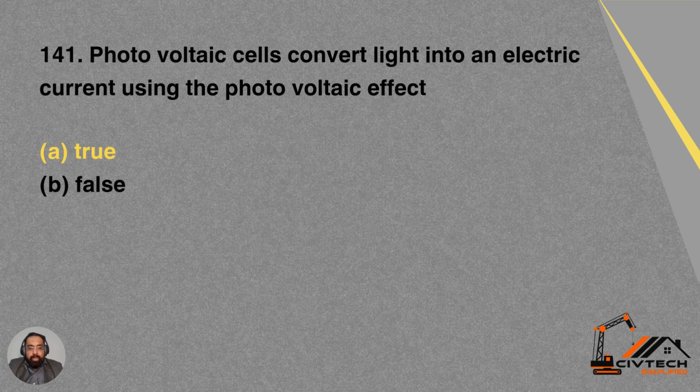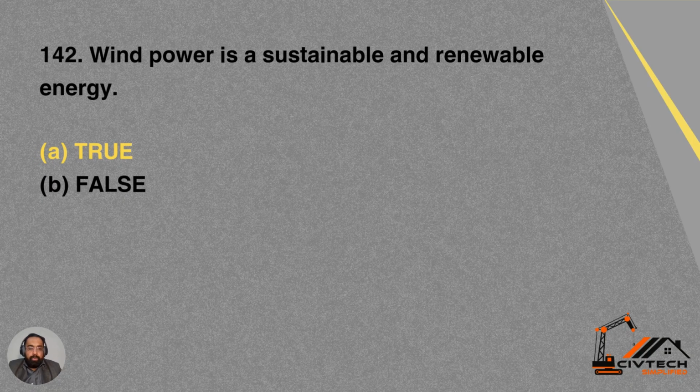141. Photovoltaic cells convert light into an electric current using the photovoltaic effect. Option A is true, option B is false. Yes, this is true. In a solar energy system, the solar panels have photoelectric cells, and these cells convert the sunlight into electric current.